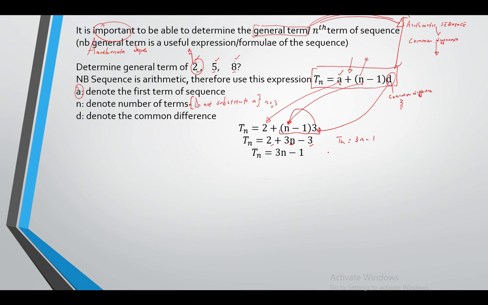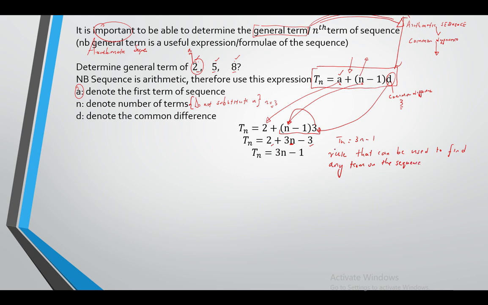Now I want to explain clearly what this general term is. We say a general term is a rule that can be used to find any term on the sequence.